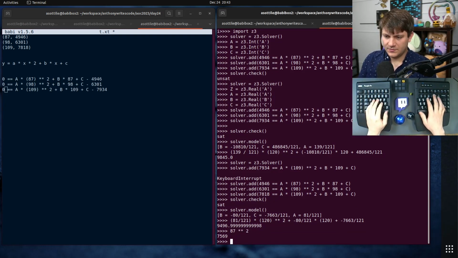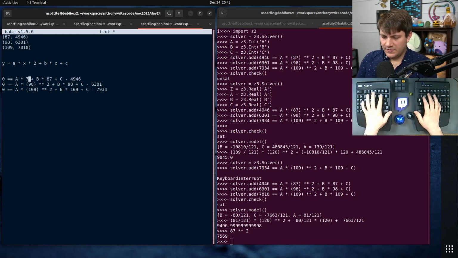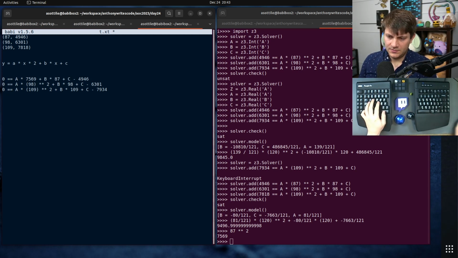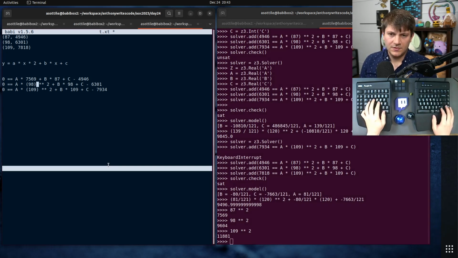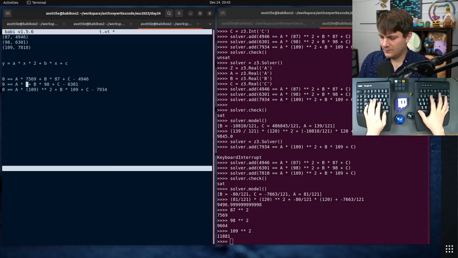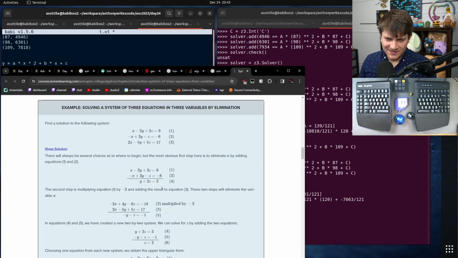87 squared is 7569. 98 squared, 9604. 1881. Okay, so what is this subtracting the two equations thing? Or adding the two equations?